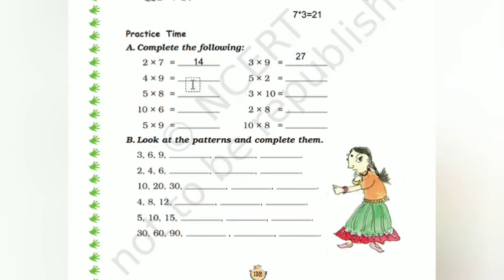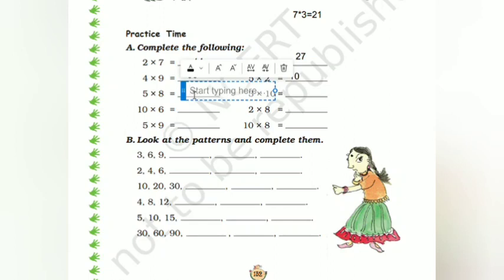4 times 9 means how much? That is 1 time 9, 9. 2 times 9, 18. 3 times 9, 27. 4 times 9, 36. Then 5 times 2. 1 time 2, 2. 2 times 2, 4. 3 times 2, 6. 4 times 2, 8. 5 times 2 means 10.